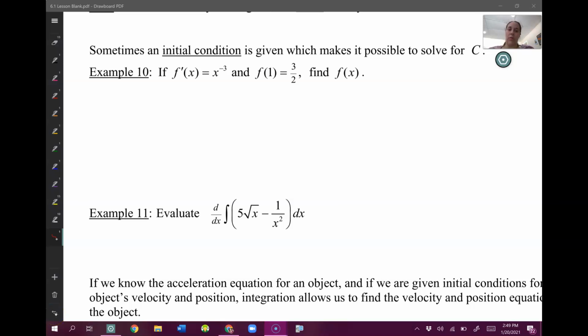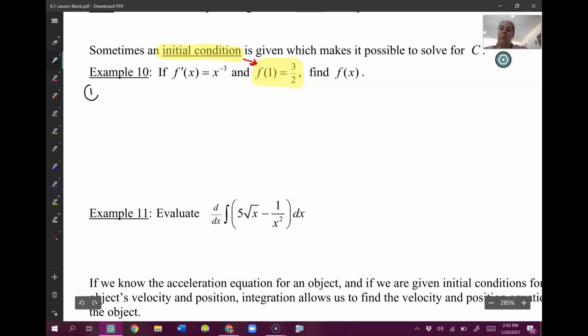Welcome to part 3 of 6.1. We are on example number 10. Now, for this example, sometimes an initial condition is given. So in this example 10, that would be called our initial condition. Basically, it's just a point that's on our equation. And if you're given an initial condition, then it's possible to actually solve for what C is.